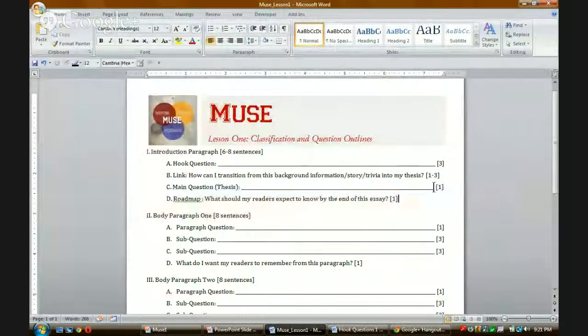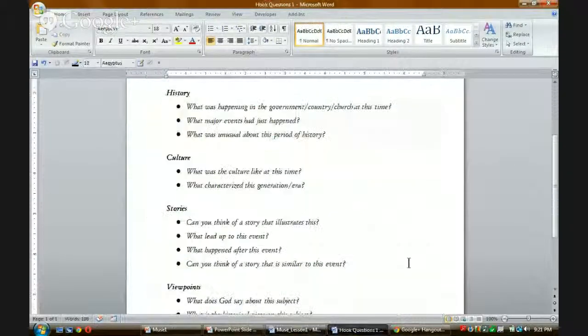Now what do we have here on this top line? We have something called a hook question. Now a hook is something that gets your readers interested in what you're writing about. If you were to just share your thesis right off the bat, they might not feel interested in it. So we need to have something to draw them in. So this is the question outline. We need a question to help us think of how can we do that? How can we get our readers interested in what we are going to say?